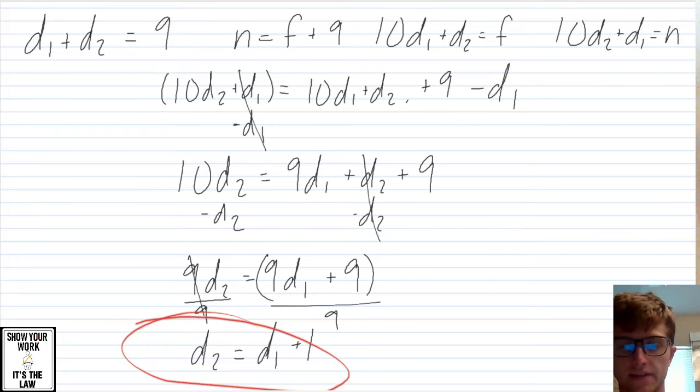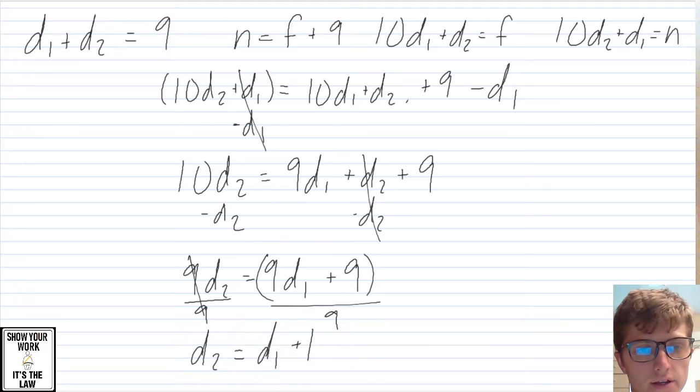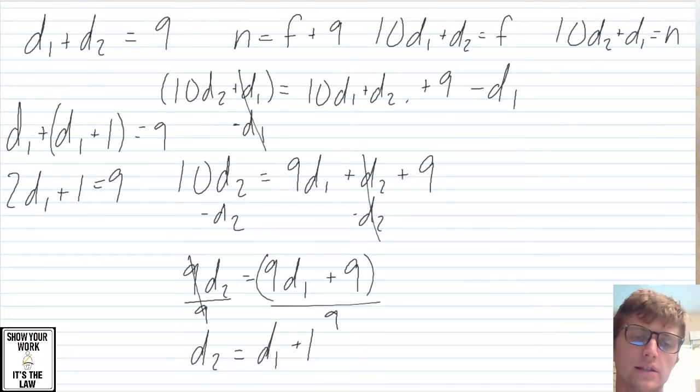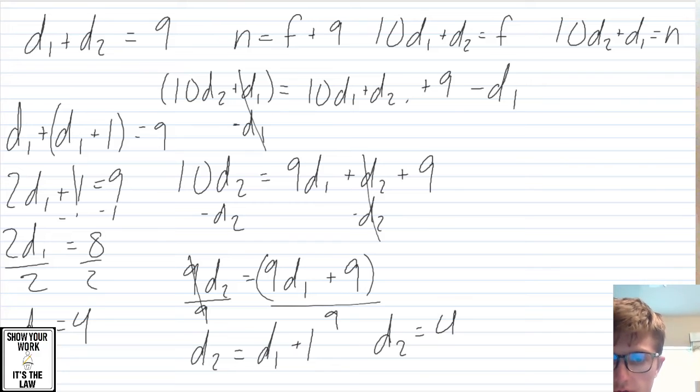So now, look, we got that sentence. We got this sentence. d2 equals this. Let's make a substitution. d1 plus d2 equals d1 plus 1 equals 9. d1 plus d1 equals 2d1 plus 1 equals 9. Get d1 by itself, 2d1, subtract the 1, cancel, equals 8. Get d1 by itself, divide by 2, d1 equals 4. And if d1 equals 4, let's substitute over here, d2 equals 4 plus 1, d2 equals 5.